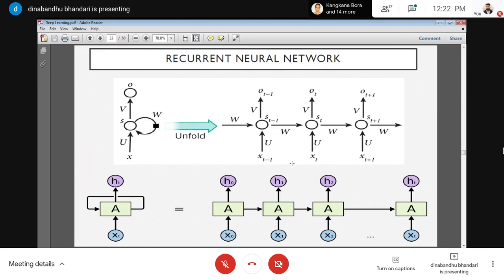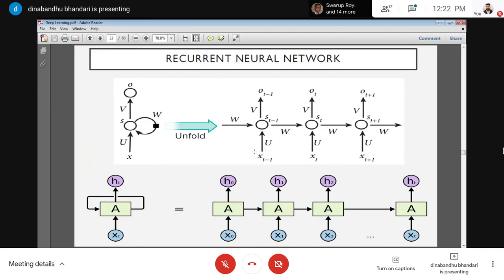Whatever the output after the first input, that would be fed together with the second input. Then after obtaining the second output, that would be fed together with the third feature. Like that, this is the way it is done. And note that there are 3 sets of weights: one is U, one is V, another one is W. They are the same, not different. So you are reducing the number of parameters here as well.